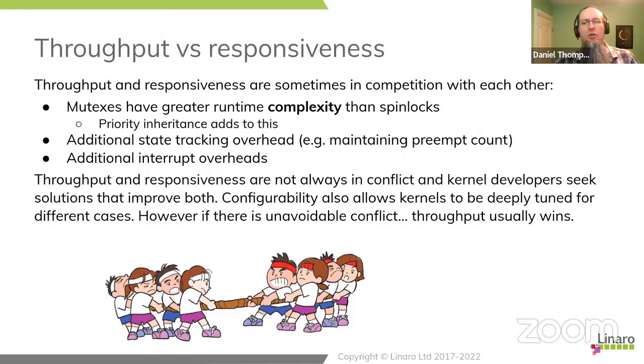Now, throughput and responsiveness are not always in eternal conflict with each other. Config dynamic is one way you can let out the steam by giving you config options at runtime. In addition, as we've seen, many of the real-time technologies that have been merged into the kernel make the kernel better. So when we have competition, we can quite often turn to configurability, or we can try and pick solutions that are wins in all cases. But if there is an unavoidable conflict, throughput is very likely to win, because transactions per second do matter. Transactions per watt do matter.